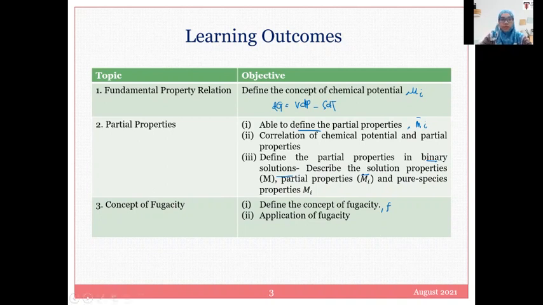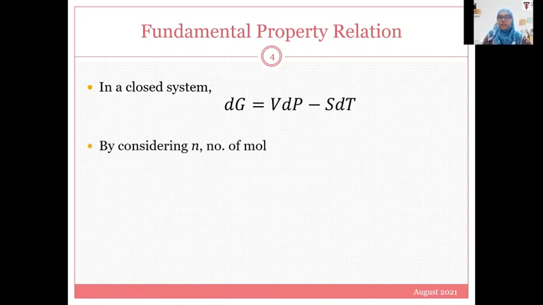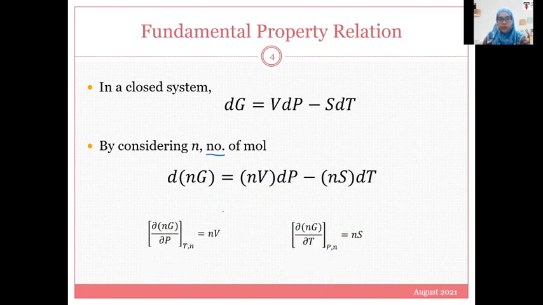For the first part, in a closed system, if referring to the Gibbs energy or generating function, we can have dG equal to V dP minus S dT. This is the common relation of the Gibbs energy. By considering the number of moles in this expression, we can obtain d(nG) equal to nV dP minus nS dT. So why do we consider the number of moles? Because we will try to relate it with the composition. And then once we perform the Maxwell relation, we can define the molar volume and also the entropy.